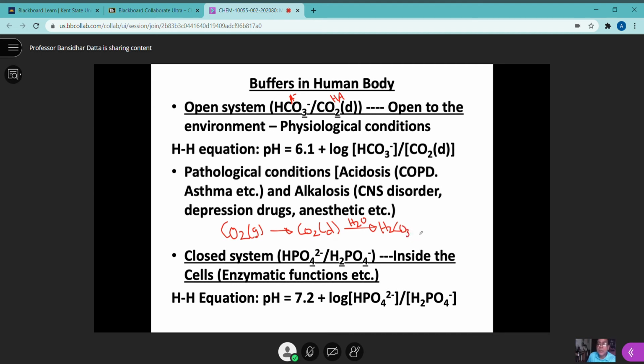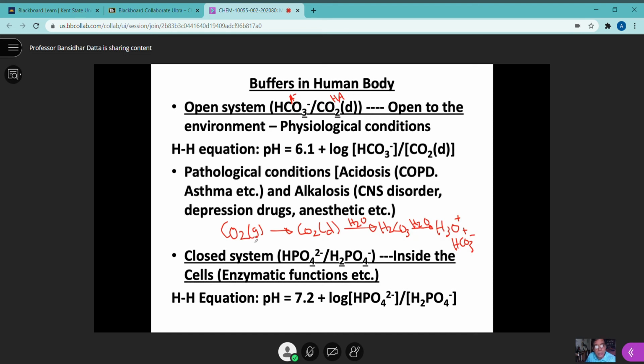H2CO3 further reacts with the water, is acid, right? It dissociates with the water, and that generates hydronium ion, H3O positive. Please write down this important one, right? Plus HCO3 minus. So now think about it, how it is coming there.